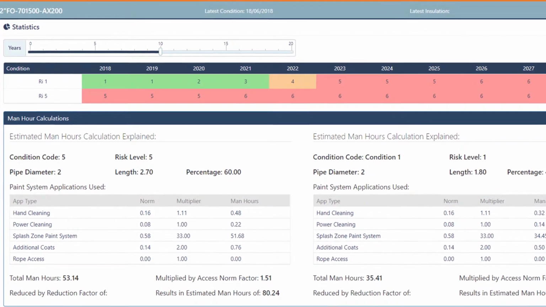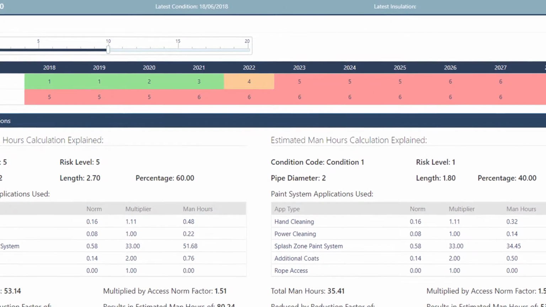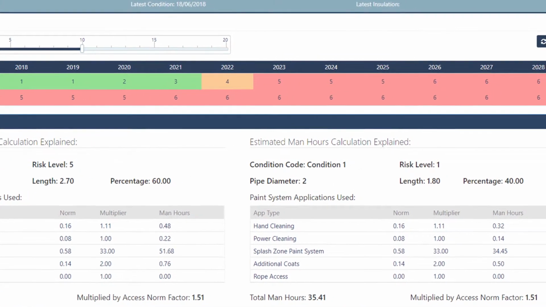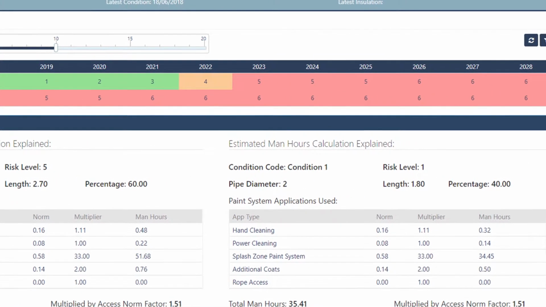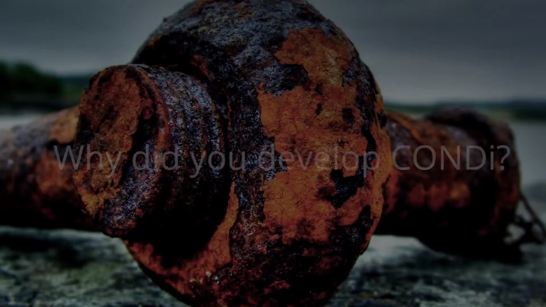So for example, if you're trying to put together a work scope where you want to carry out maintenance every 2 years for the next 10 years, you can produce reports which will include all of the elements that would be included in each of those 2-year slots.